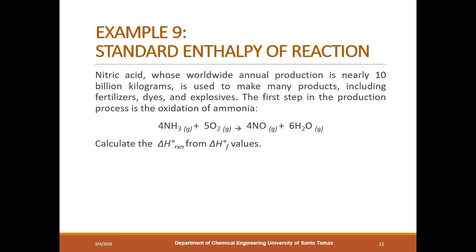Let us now have an example that will require us to compute the standard enthalpy of reaction. This is example number 9. The problem says, nitric acid, whose worldwide annual production is nearly 10 billion kilograms, is used to make many products, including fertilizers, dyes, and explosives. The first step in the production process is the oxidation of ammonia, which is given by this chemical reaction. Again, calculate the standard enthalpy of reaction from the standard enthalpy of formation values.